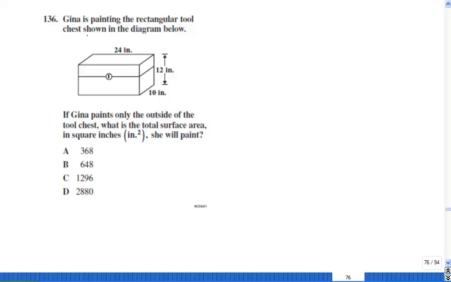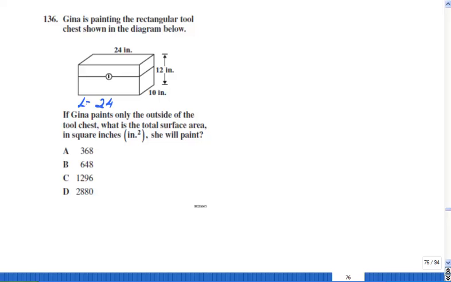Let's read it. Gina is painting the rectangular tool chest shown in the diagram below. Okay, and you have the dimensions which are given. If Gina paints only the outside of the tool chest, what is the total surface area in square inches she will paint? Like I've said, you have the dimensions given: the longest side of 24 inches, the shorter side of your chest base of 10 inches, and the height 12, right?